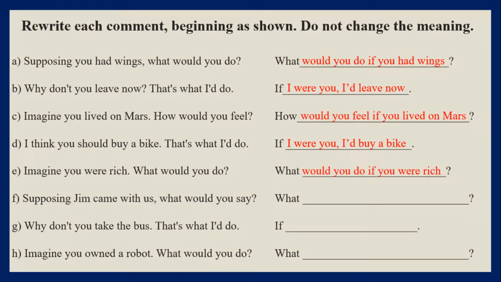F. Supposing Jim came with us, what would you say? Again, an imaginary situation, and this is another way of saying it. What would you say if Jim came with us? G. Why don't you take the bus? That's what I'd do. Again, we are giving a piece of advice, so we could use this form of second conditional. If I were you, I'd take the bus.